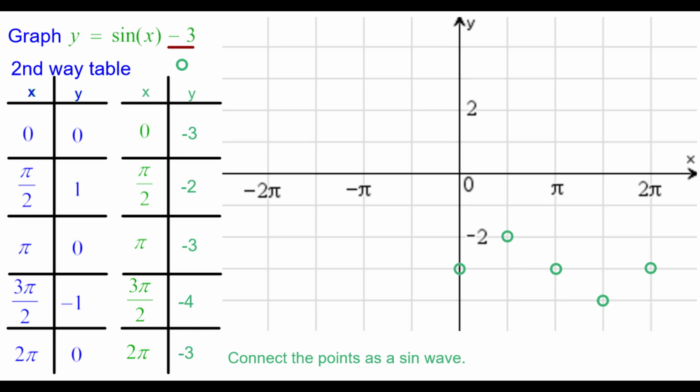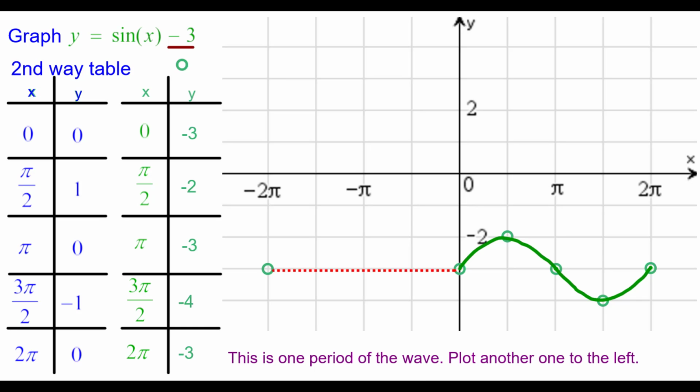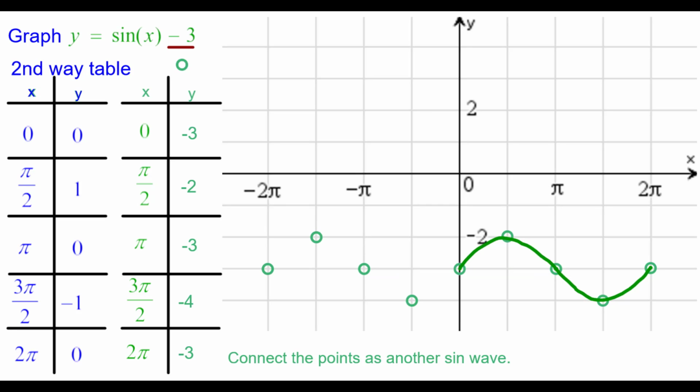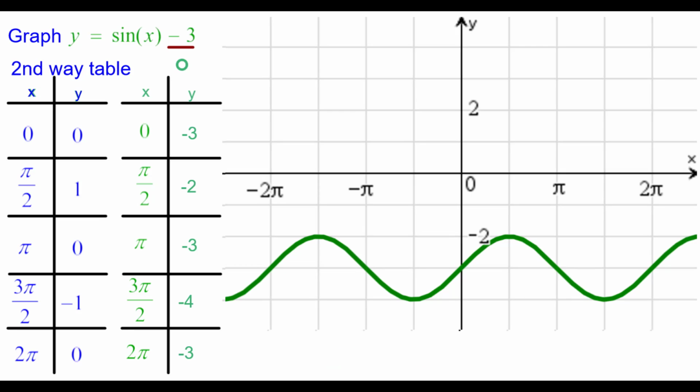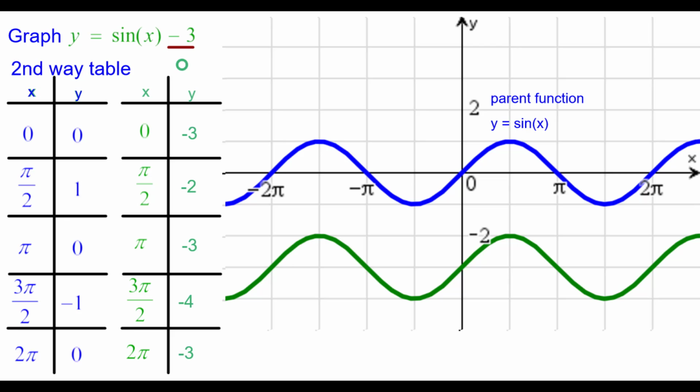Connect the points as a sine wave. Concave down, concave up. So here we'll go back the period, 2 pi. This maximum goes back 2 pi. This point of inflection goes back 2 pi. And this minimum goes back 2 pi. Let's connect the points as another sine wave. Frown and then a smile. And there's our graph. Comparing that to the parent function.